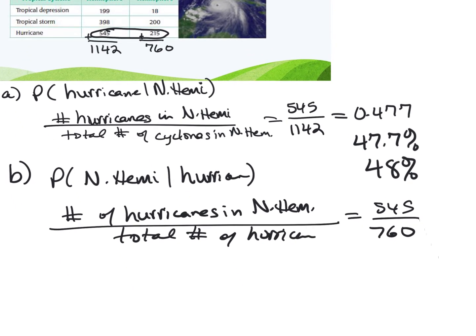And then as a decimal, 0.717. As a percent, 71.7. Rounded to the nearest whole percent, 72.